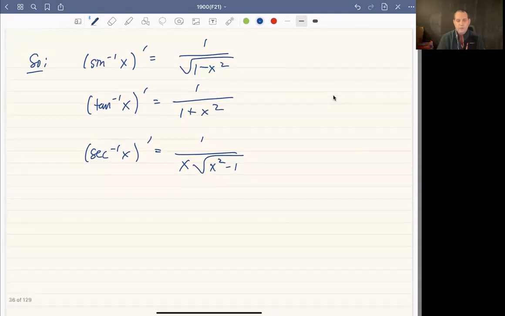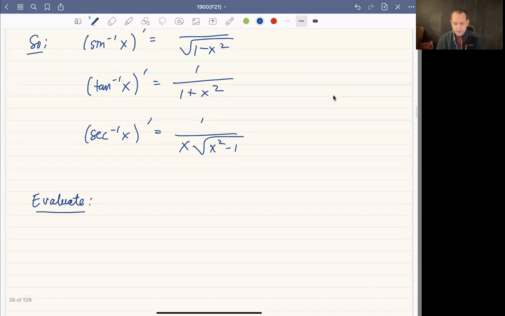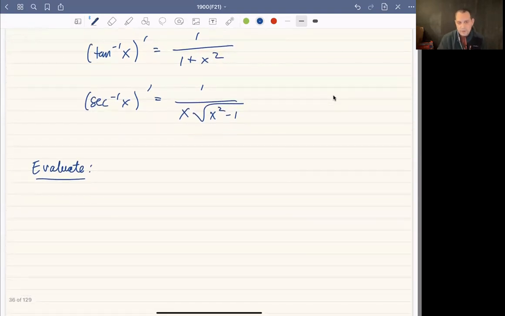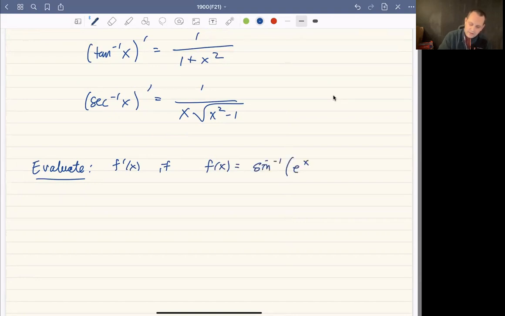So now what we can do is differentiate and anti-differentiate if we like. Let's evaluate the following. I just want to do some very simple, straightforward problems, and then we'll do more complicated problems on the worksheet together in class next week. Or maybe this week, I guess it depends when you're watching the video. So we're going to evaluate the derivative. Evaluate f prime if f of x is inverse sine of e to the x.